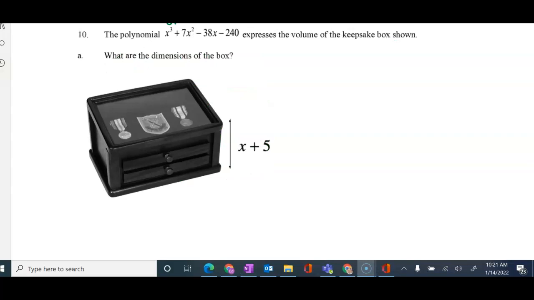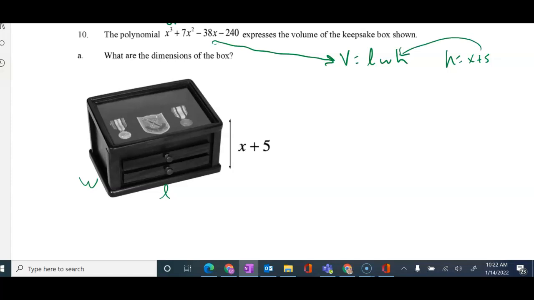In this jewelry box, the volume, remember that volume is length times width times height. If the height is x plus 5, find the other two dimensions. Okay, what is the length and what is the width? Well, we have a volume. We can plug this in for V, that's the volume, and we can plug this in for H. In other words, if we divide the volume by the height, we divide both sides by H, our result, our quotient, would be length times width. And then we'll go from there.